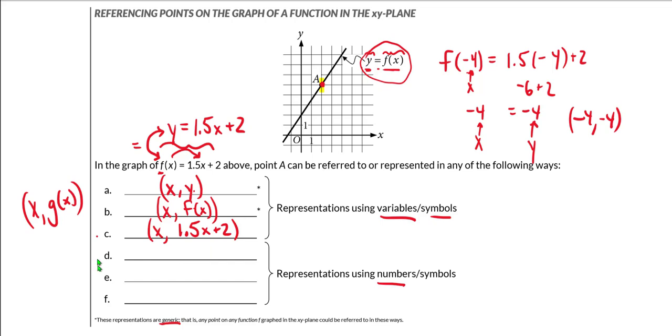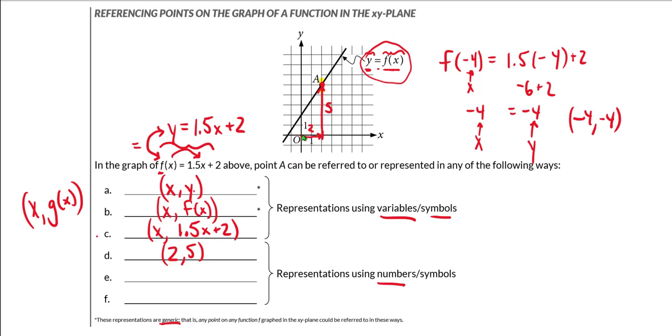In D through F, now we're going to use some numbers and symbols. Another very concrete way that we can refer to point A is 2 comma 5. Our x coordinate is 2. Remember that the x coordinate means that we are going out horizontally from the y-axis. We're going out 2 units. And then the 5 means we are going up 5 units from the x-axis.